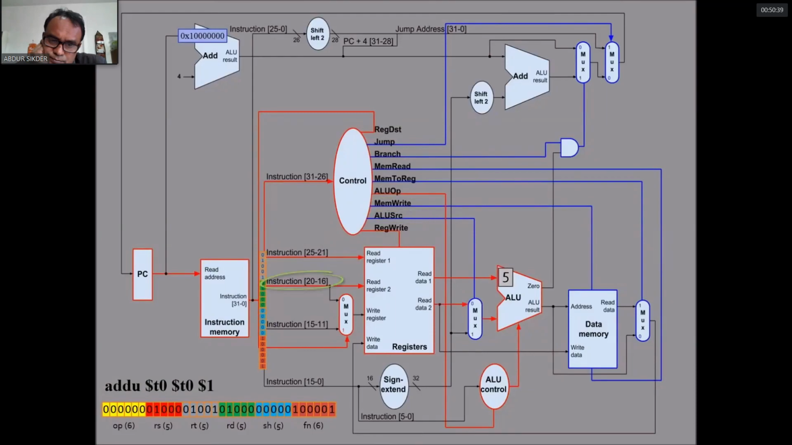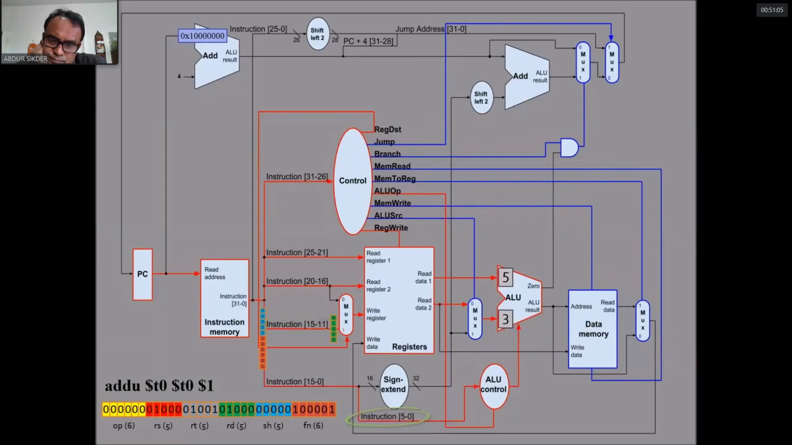Bits 20 through 16 indicate which register's data will be read and used as the second argument passed to the ALU. We will say that there is a 3 stored in this register. For bits 15 through 11, since the control unit sent a high signal to this MUX, will indicate which register will have the results of the operation written to when calculated.